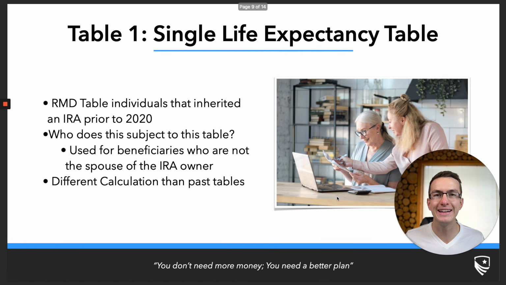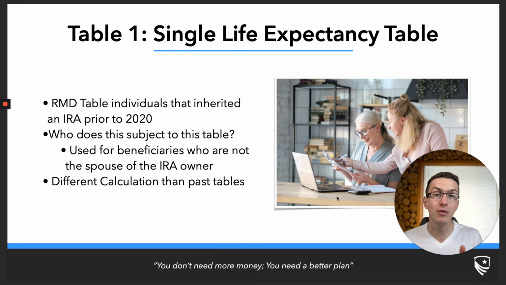Now, finally, we're going to look at Table 1, the single life expectancy table. The reason we left this till the end is because the Uniform RMD table, as well as the Joint RMD table, is for IRAs, your tax-deferred accounts. The single life expectancy table is going to be used for inherited IRAs, and specifically for those that inherited an IRA prior to 2020. Now, the Secure Act was passed in 2020 that changed non-spouse inherited IRAs to something called the 10-year rule, meaning that now you have 10 years to use up that full IRA balance. You don't have a given RMD in any given year, but you have to exhaust that full account within 10 years.